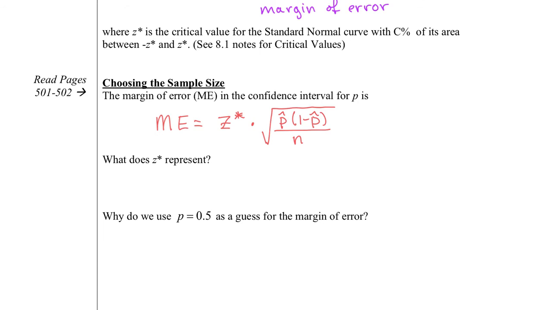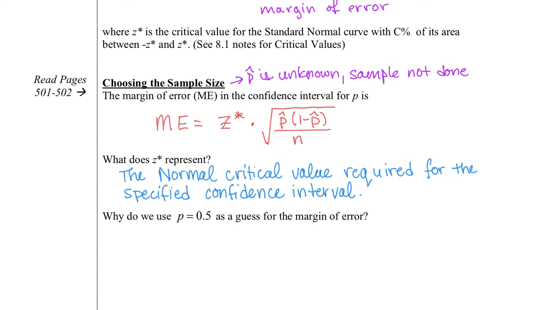I'm going to back up a little bit and stress that when we're choosing the sample size, this means it's before we found our p hat. We don't know what p hat is. It's an unknown because we haven't done a sample yet.